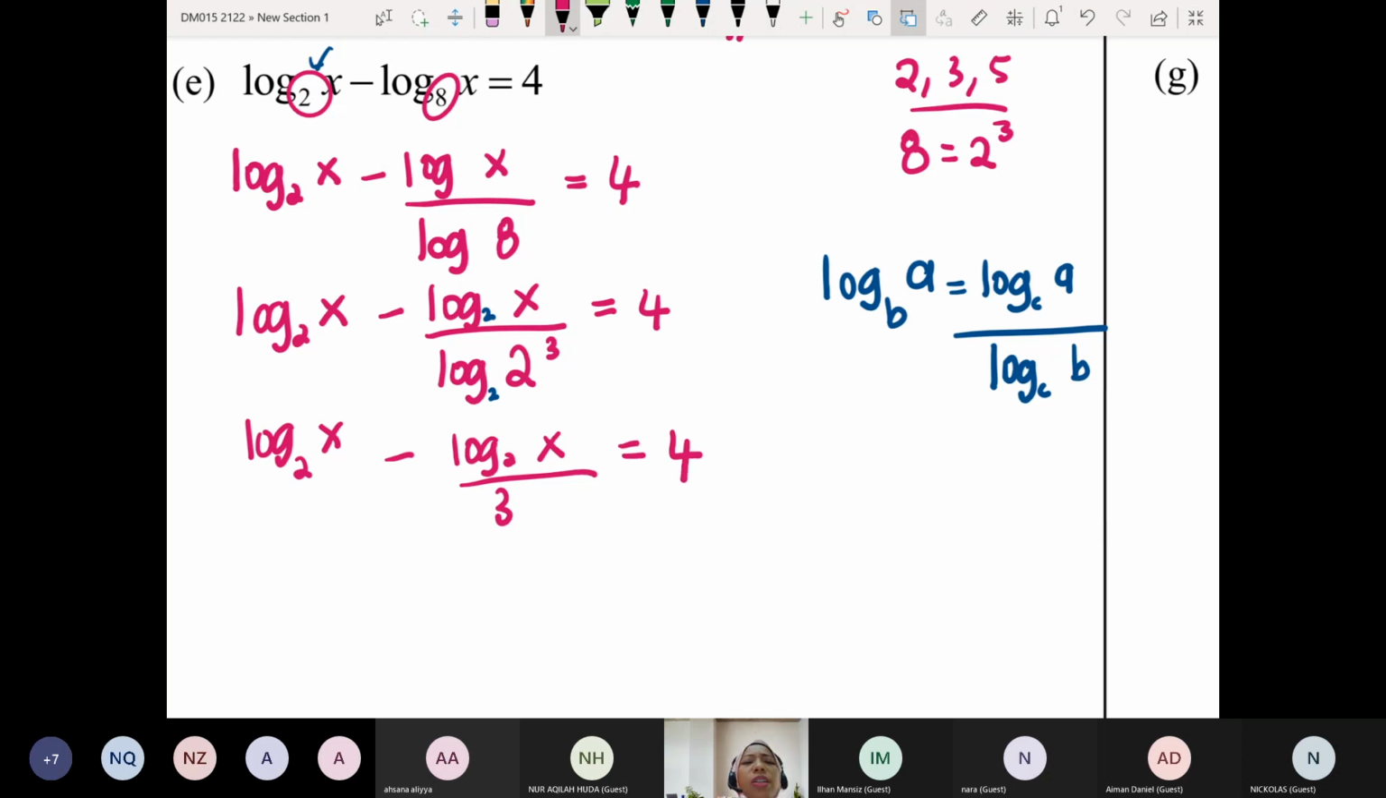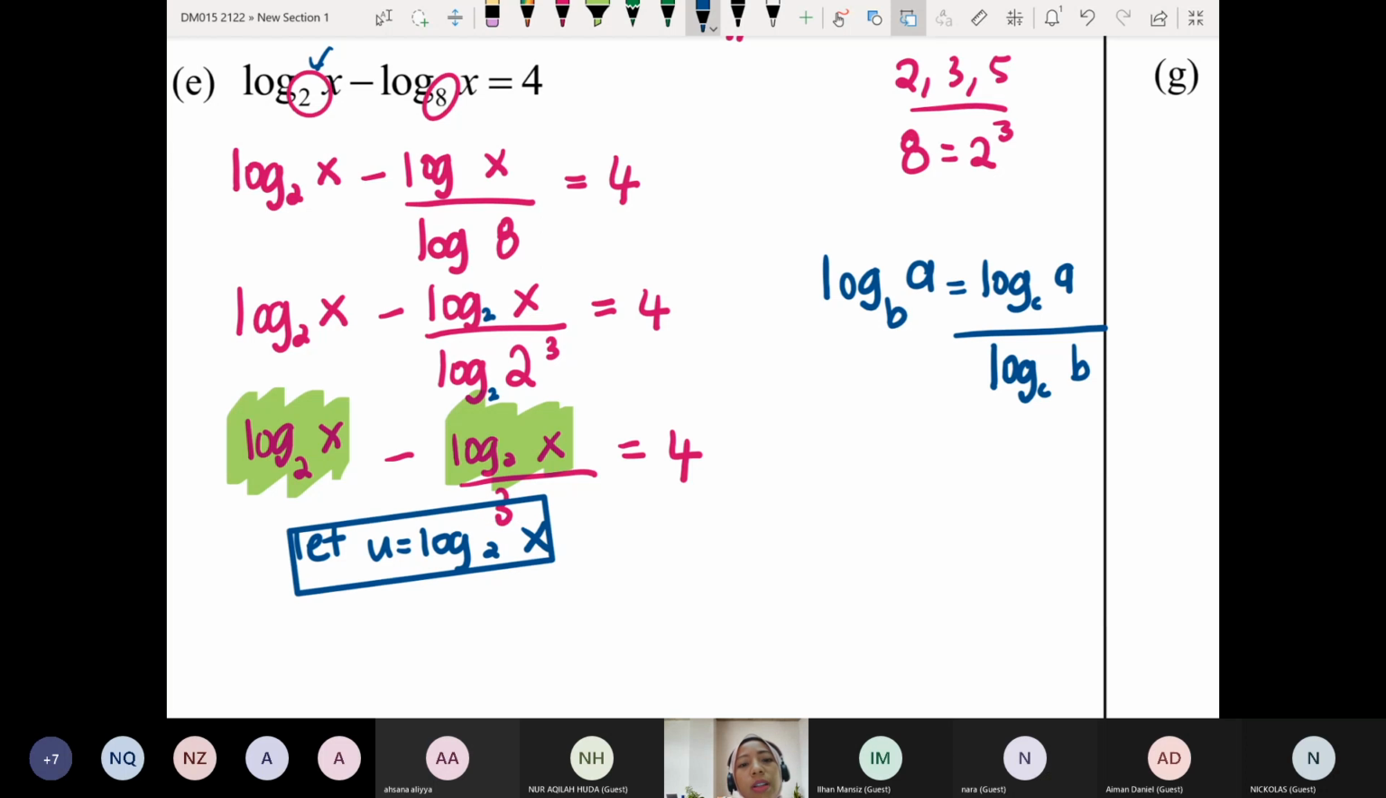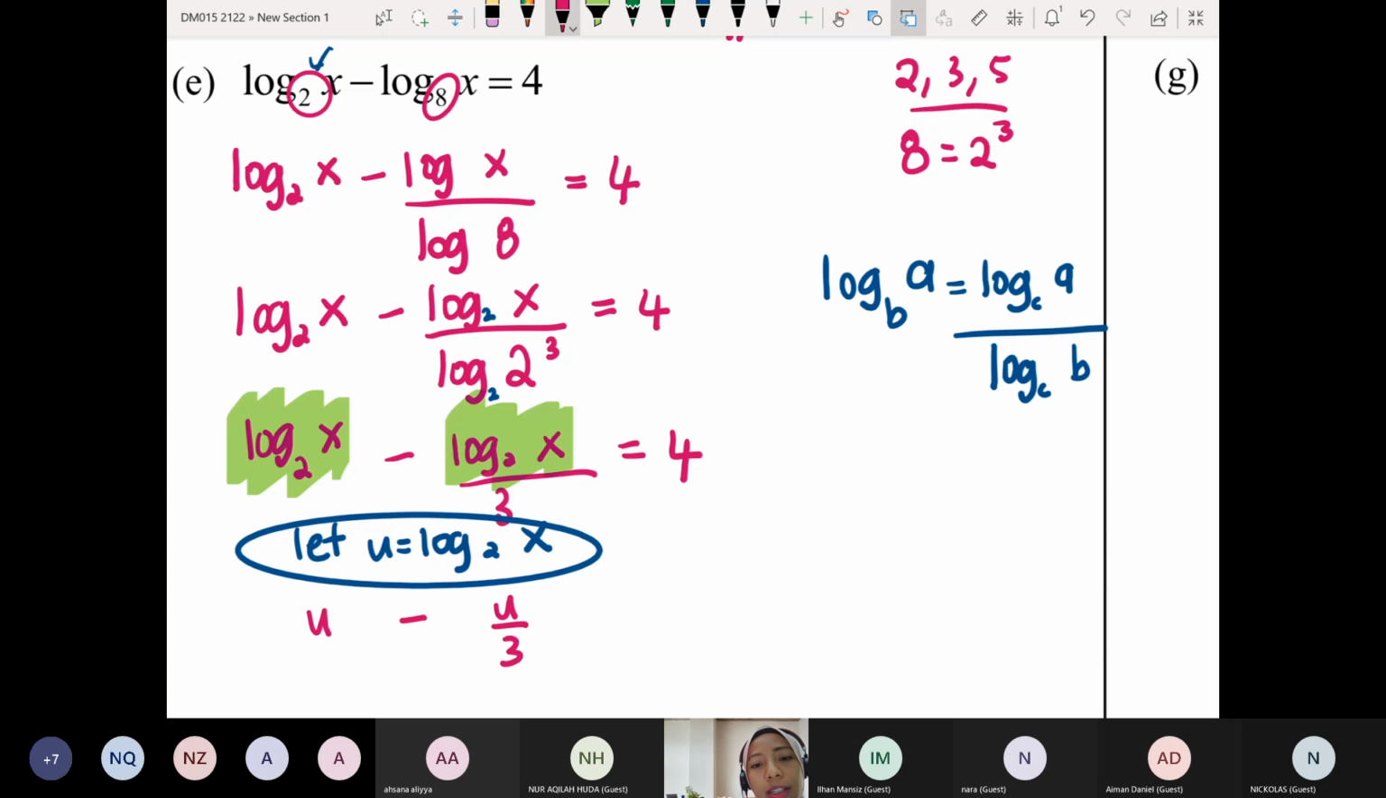Okay. So kalau you macam nampak serabut, macam tak nampak penghujungnya, so kita akan let u equals to log 2 base x. Itu yang kita kata kita pakai substitution tu, sebab kita nak memudahkan sebenarnya, memudahkan kita punya pandangan. Okay. So jadinya apa kalau I let? Dia jadi u minus u over 3 equals to 4.